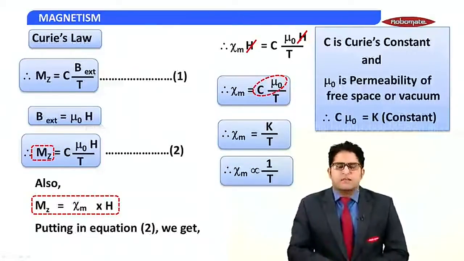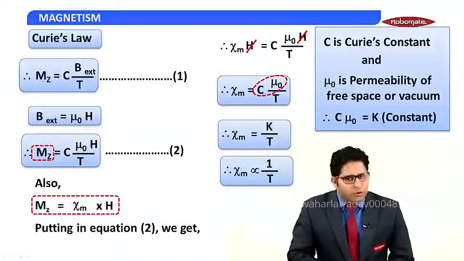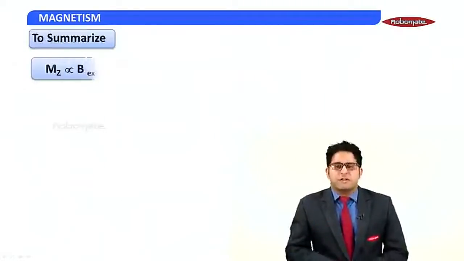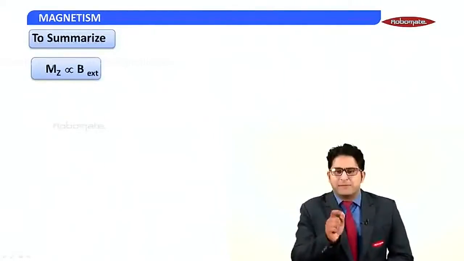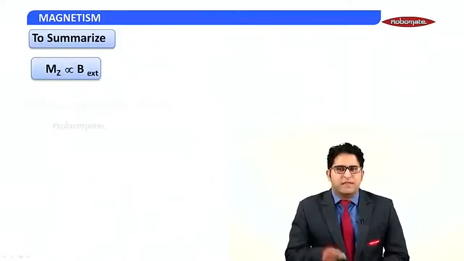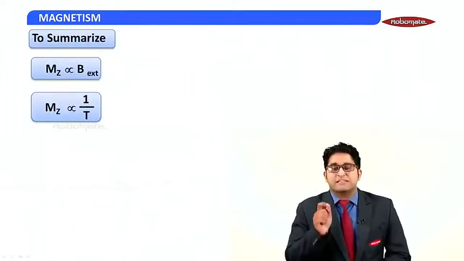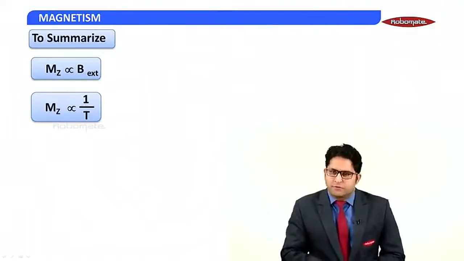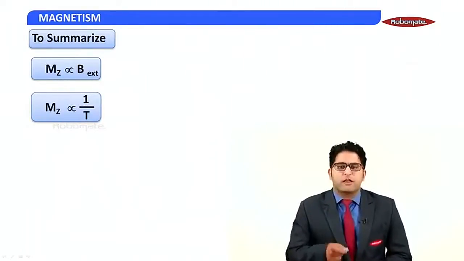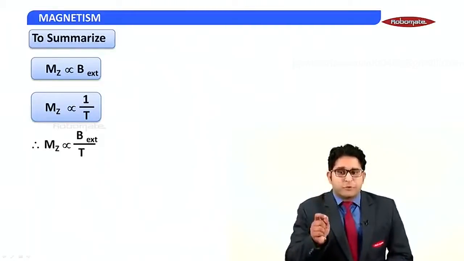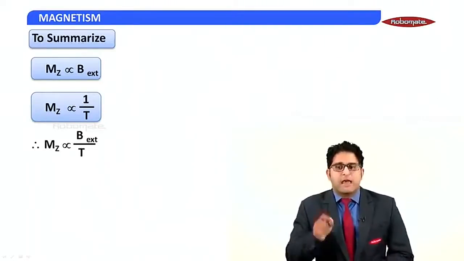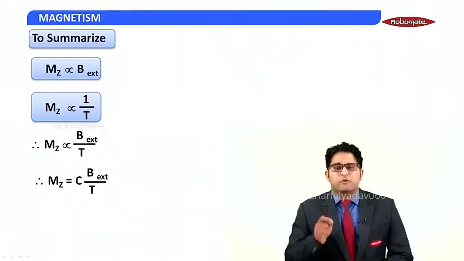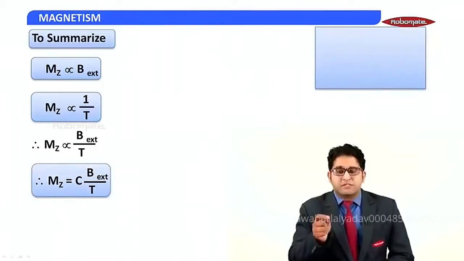Now let us summarize what we have learned in this law. The first thing that we learned is Mz is directly proportional to external magnetic field. Second statement, Mz is directly proportional to 1 by T, or inversely proportional to T. Combining these two statements, we got Mz directly proportional to B external upon T, and therefore Mz is equal to capital C into B external upon T.